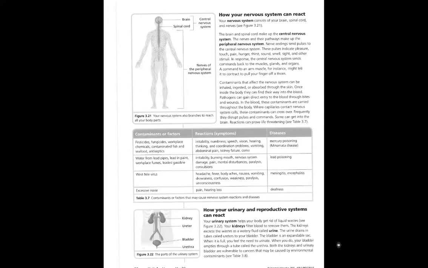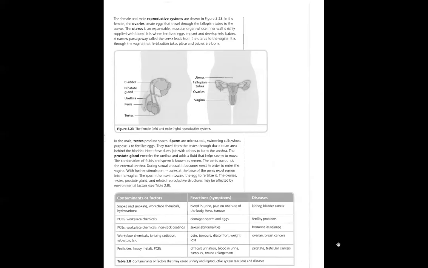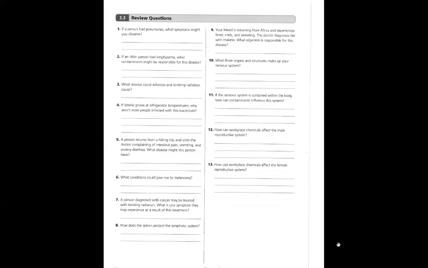Urinary system parts and what they do, that system does. And the reproductive system is obvious what it does, but again, how they can be affected, the types of things you can get if your urinary and reproductive systems have contaminants. All right, and that was lesson 10.